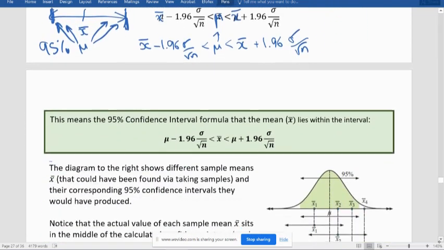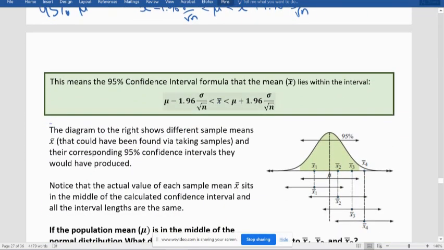X bar n. All right, so in this case too, the formula is incorrect here as well, right? The formula should have the sample mean there, and the sample mean here as well. So the true mean, there it is, lies within that interval. So like I said, we've got these intervals.